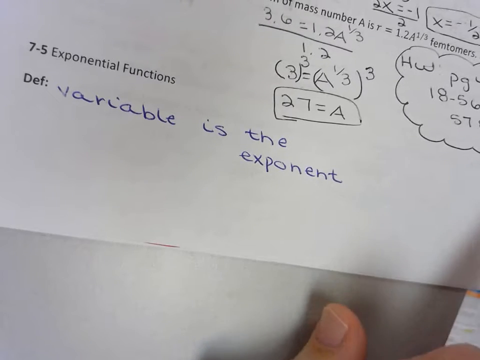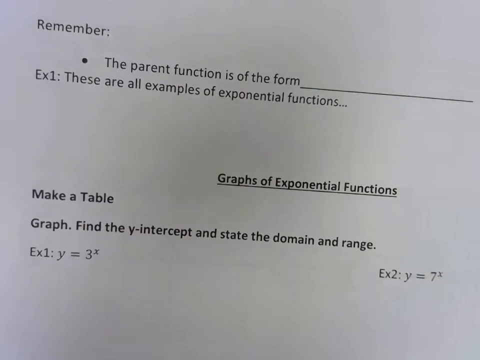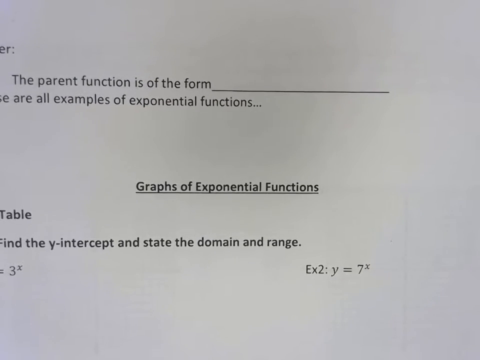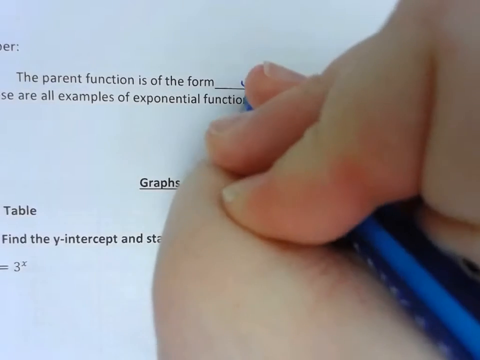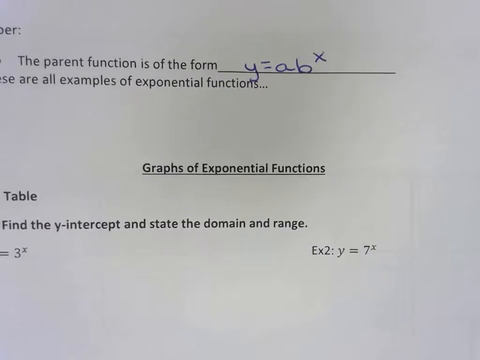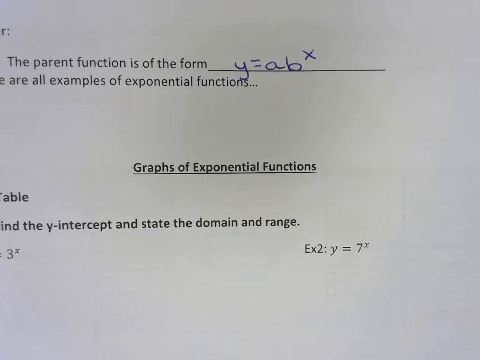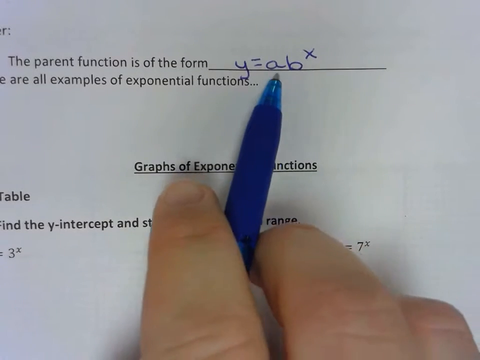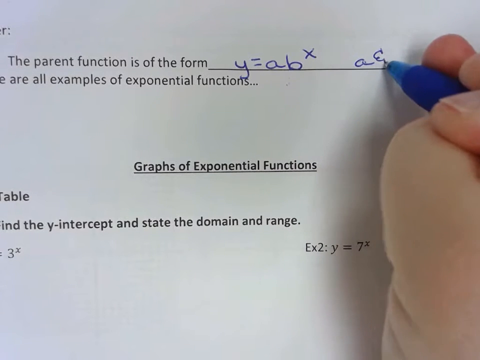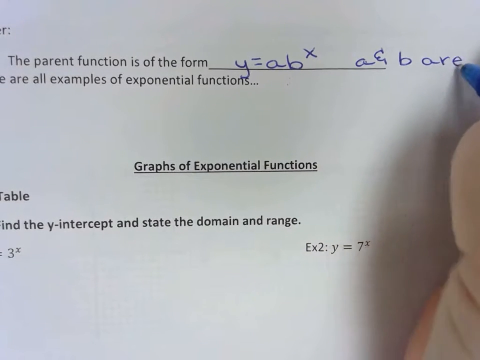Okay? So as I look at some of these, a couple of things to remember. The parent function looks like this. The parent function for an exponential function looks like A B to the x power. We're going to deal with this more tomorrow, but this is what the parent function looks like. A and B are just going to be numbers.